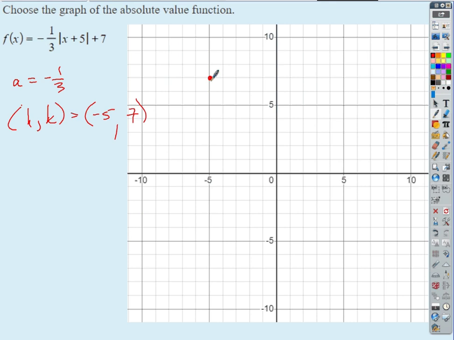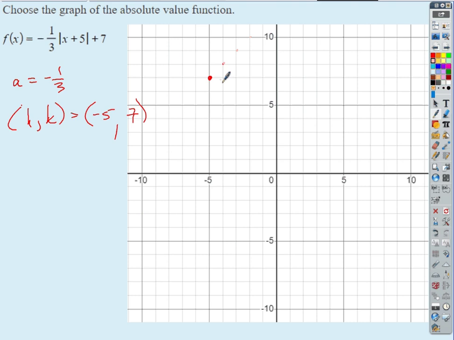We got a bunch of choices, don't we? We could go over 1 and up 1, over 2 and up 2, over 3 and up 3, over 4 and up 4. Now, which of those heights would be a convenient one to multiply by -1/3? Because that's A. 3 would, wouldn't it? So here's the one we'd pick.